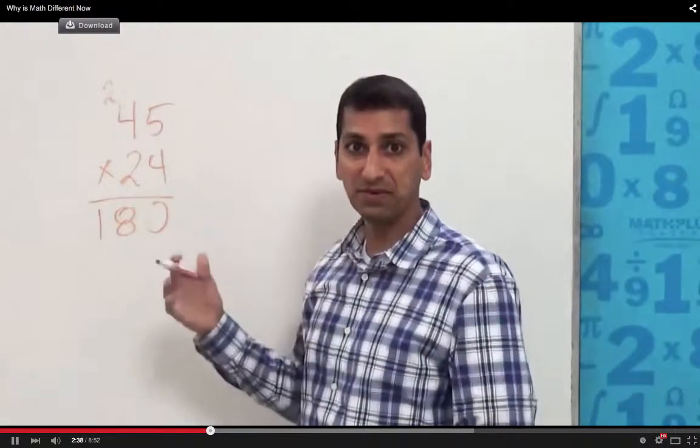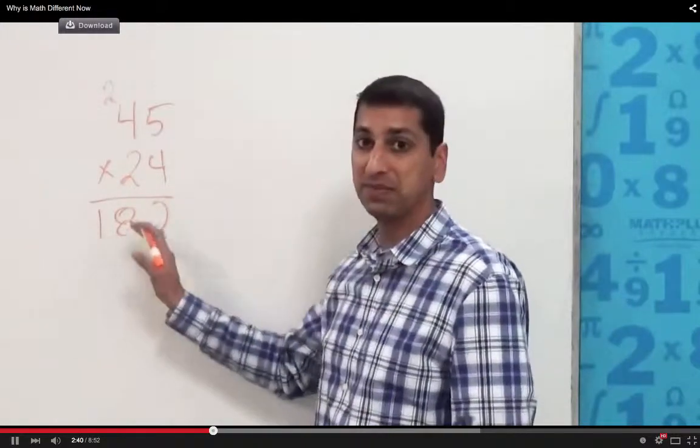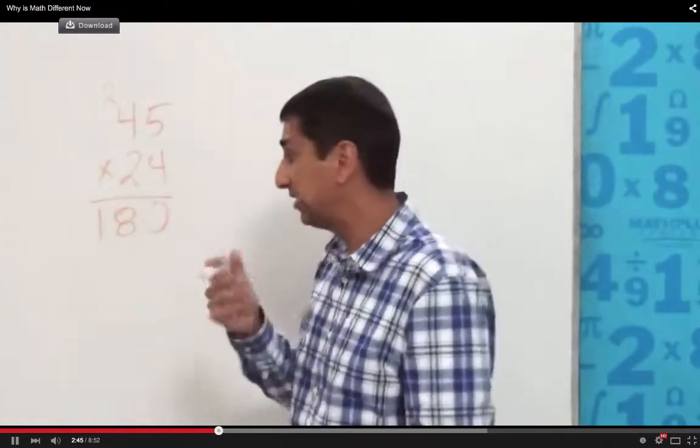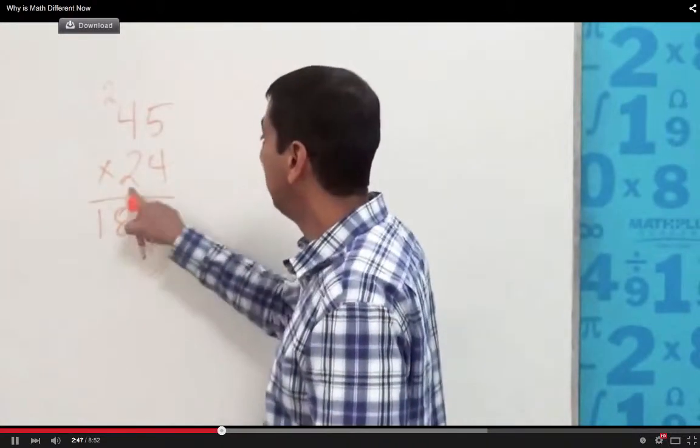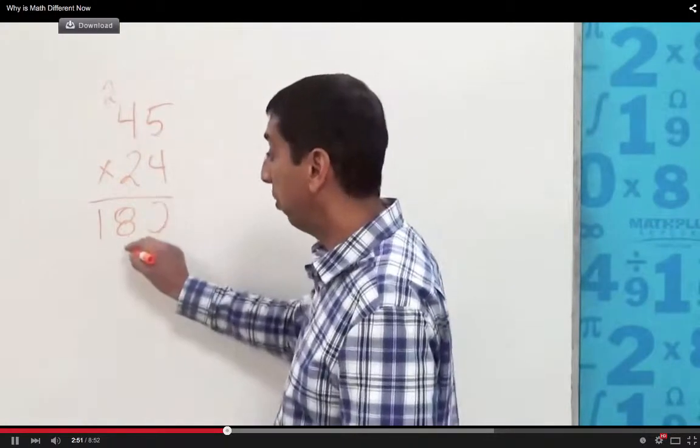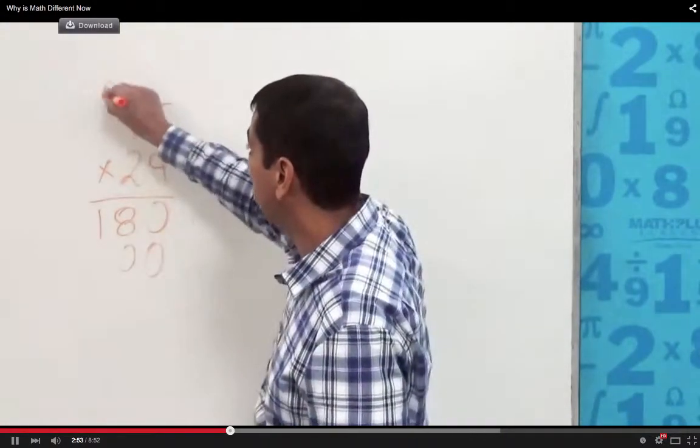Again, we haven't really told anyone exactly why we're doing that, but that's how you execute the procedure. Then you put in your, what I used to call, placeholder zeros. You put a 0 here. And you move over to this number, and you do 2 times 5 is 10. You only write the 0, and then we don't need this anymore.